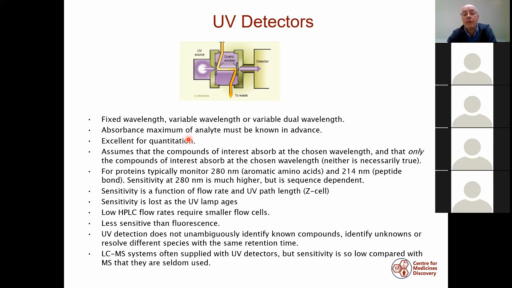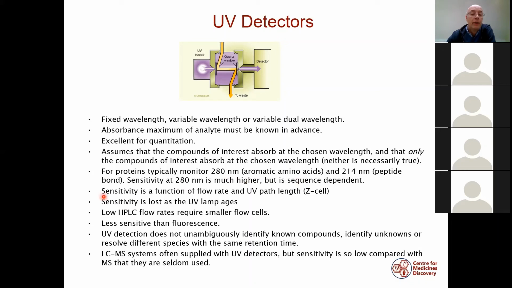So this is one advantage of using mass spec rather than UV, is the mass spec will actually identify the compound for you. So UV, typically you would use 280 for aromatic amino acids in a peptide or a protein. If you use 214, this is less sensitive, but it's going to be present in any peptide or any protein. As I said, sensitivity at 280 is usually much higher, but if you don't have aromatic residues in your compound, that's not suitable, so it's sequence dependent.